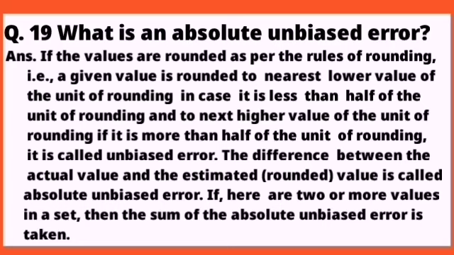The difference between the actual value and the estimated rounded value is called absolute unbiased error. If there are two or more values in a set, then the sum of the absolute unbiased error is taken.